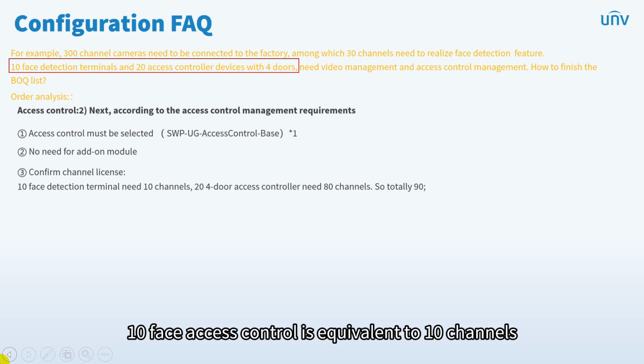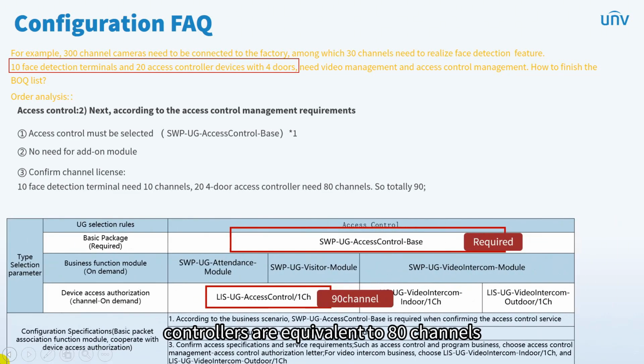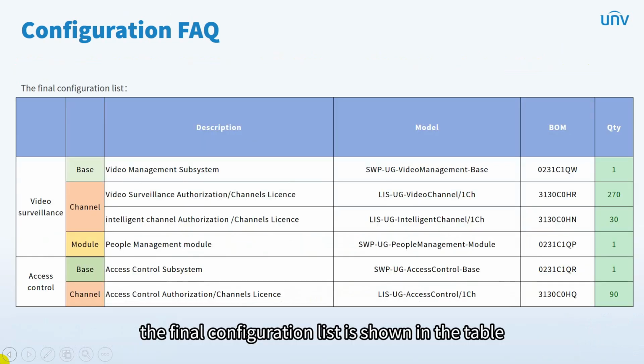10 face access control terminals are equivalent to 10 channels. 20 four-door access control controllers are equivalent to 80 channels, so the total number is 90 door channels. So select Access Control Authorization Letter, 90 LSUG Access Control Channel. The final configuration list is shown in the table.